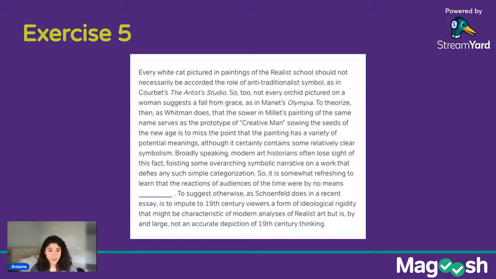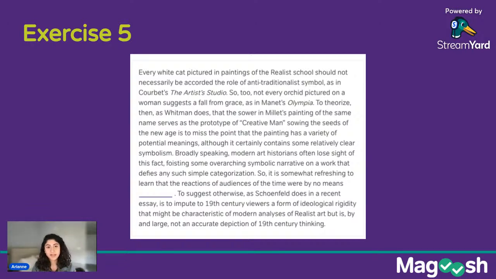We're talking about art, right? And meanings and symbols. So reading the sentence a bit before, it says, broadly speaking, modern art historians often lose sight of this fact, foisting some overarching symbolic narrative on a work that defies any such simple categorization. Okay? So, it is somewhat refreshing to learn that the reactions of audiences of the time were by no means blank. We know that before it was monolithic, but what can we substitute monolithic with?